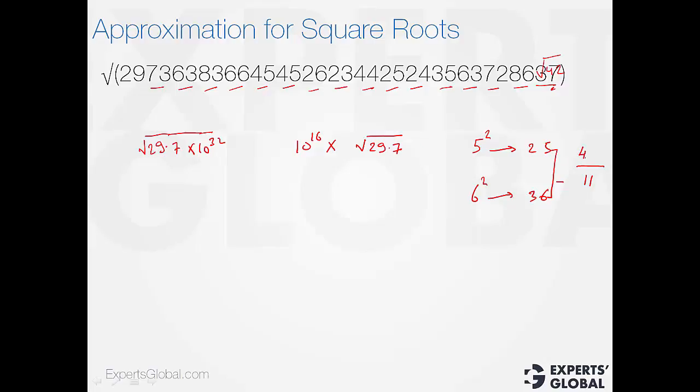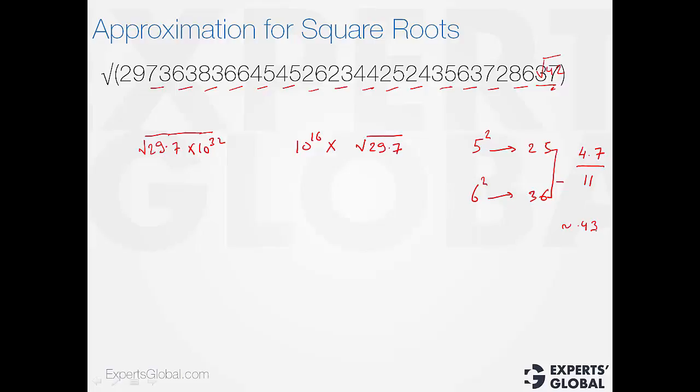4.7 is the distance that we need to travel, and 11, if we traveled all 11 units, the value would have been 6. So 4.7 upon 11 is approximately 0.43 something. Okay, so my answer is going to be 5.43. You know, the answer to this technique always comes out to be a bit less.